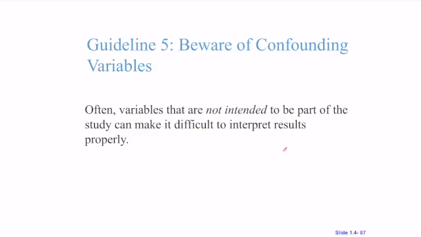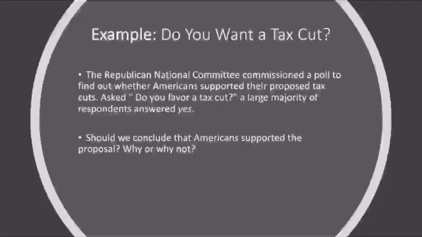Next, you need to consider the wording in surveys. Even if you don't mean to, your wording can introduce bias. Okay, so you have to make sure that you clearly define your terms and you don't use any negative or positive leaning verbiage. So, for example, do you want a tax cut? The Republican National Committee conducted a poll to ask whether Americans supported tax cuts. And when people were asked, do you favor a tax cut? A large majority of respondents said yes. Okay? And I don't blame them. If someone was like, do you want to pay less taxes? I'd be like, yes.